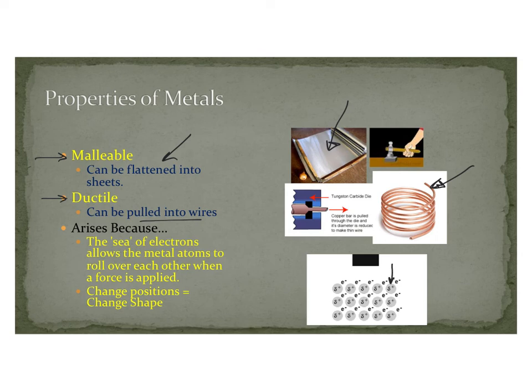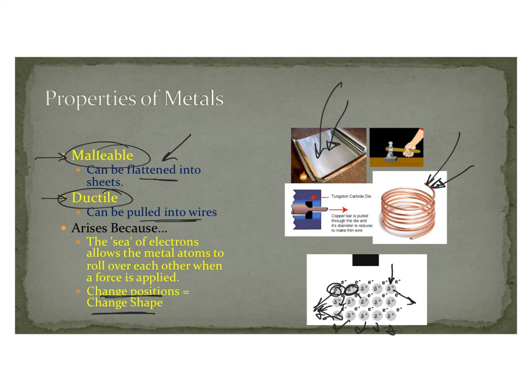So if I apply enough force to this, I can actually pop these cations into new positions in the sea of electrons. And as a result, you can end up changing the shape of the metal by changing those positions. When you change the shape, you can do things like flatten it out or pull it into the shape of a wire. Okay, so again, the mobility of these metal cations in the sea of electrons allows them to move over or bump each other out of the way. That makes metals malleable, flattened into sheets, and ductile, able to be pulled into wires.